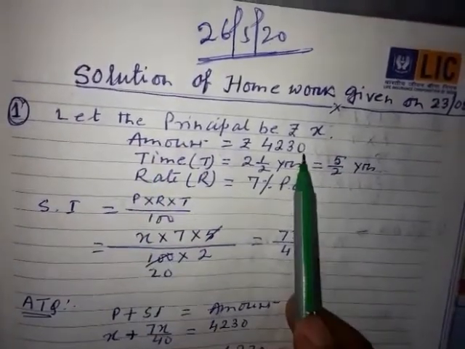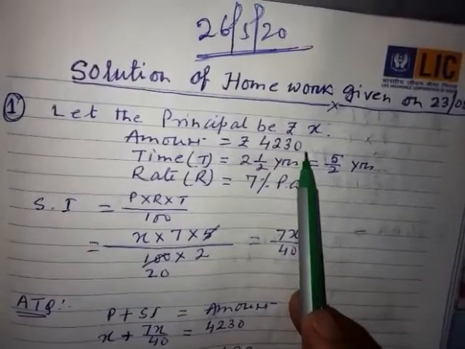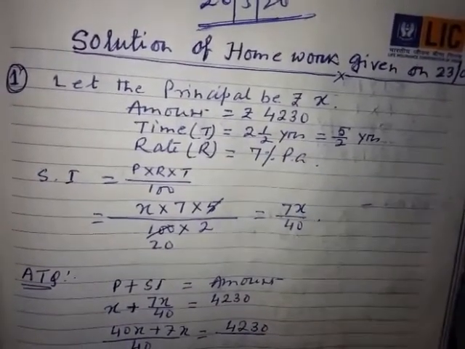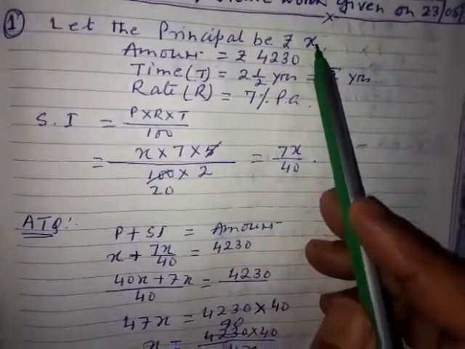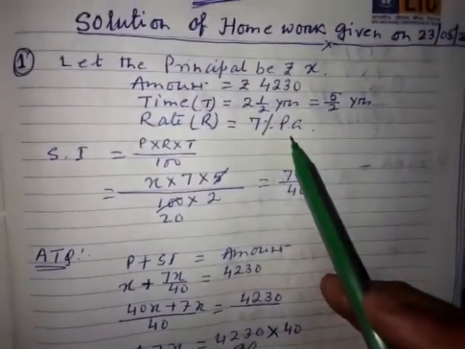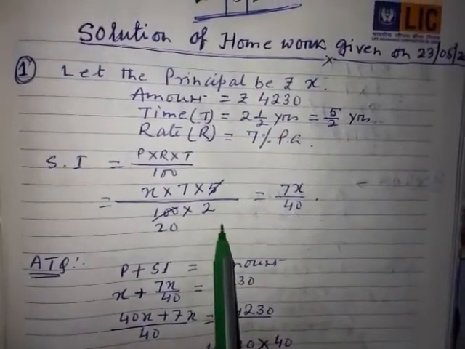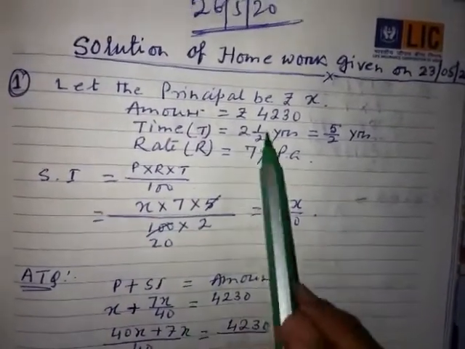What is given there? Amount is given in the question. What is the amount? 4230. What is the time given? 1/2 years. I converted it. Rate is also given there. Now, you know the principal, you know the time, you know the rate. Will you be able to find out the SI or not? You can find out the SI by P into R into T by 100.